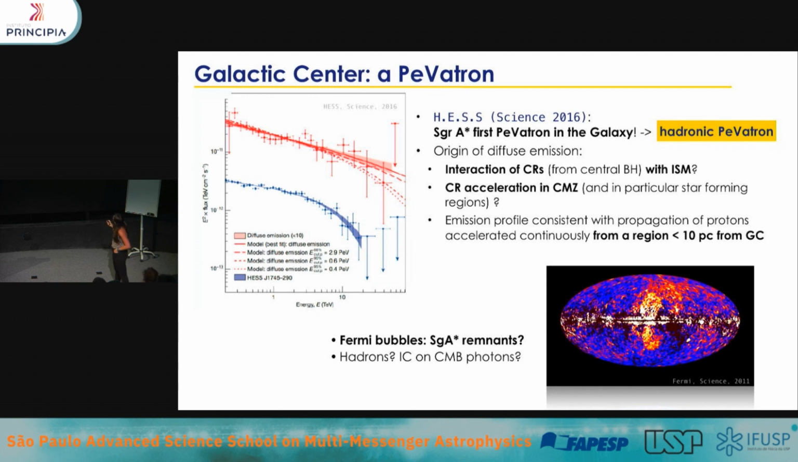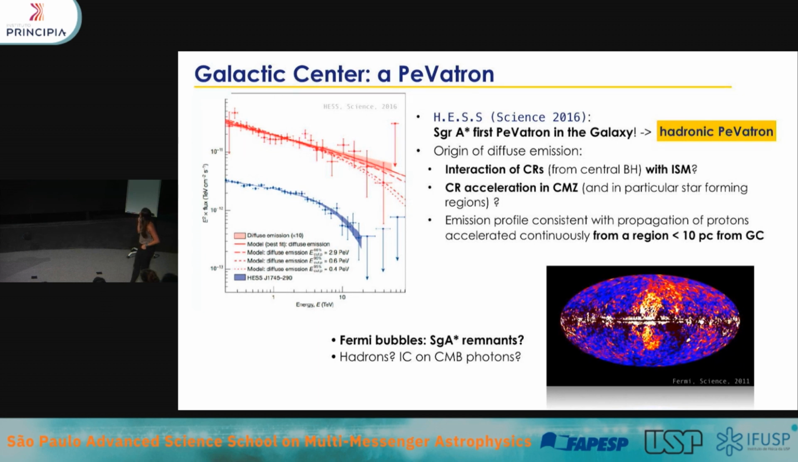And here you can see some measurement of the diffuse emission. The origin of this diffuse emission could be due to the interaction of the cosmic rays that are coming from the central black hole with the interstellar medium, or some cosmic ray acceleration near the so-called molecular clouds. And something that I told you yesterday briefly is that Fermi actually measured these bubbles in 2011, the so-called Fermi bubbles, and they claim that they could be some remnants of this Sagittarius A emission. And the mechanism, as far as I know, is still not known, whether it's hadrons or inverse Compton on the CMB photons.